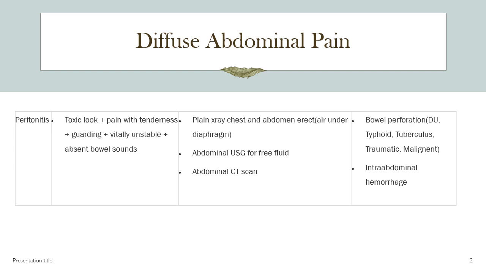Third is tuberculosis. Tuberculosis is very common in Pakistan, both pulmonary and extrapulmonary tuberculosis. So tuberculosis perforation is also come across as a differential of peritonitis as well. Then traumatic, if the patient presents to you with trauma, polytrauma, abdominal trauma, the patient might be having peritonitis, and then lastly malignancy.